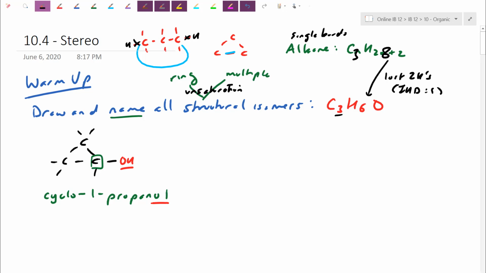What if, for me to lose my 2 hydrogens, instead of a ring, I had a multiple bond? Because I only have 1 degree, I only have 1 double bond. So let's take 3 carbons in a row.